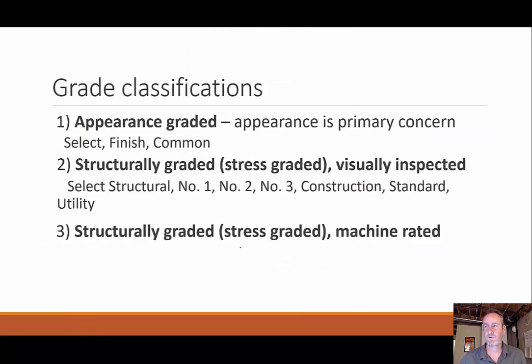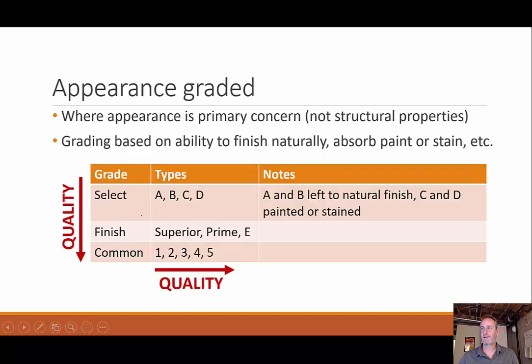So the last way we're going to classify our wood is based on the grade of the wood. And there are three ways we're going to look at that grade. One is appearance: how good does it look, and how well will it take a finish or a paint? Versus structurally graded: how strong is it? There are two ways we can check structurally graded. One is a visual inspection. The other one is machine rated. For visually inspected, we're going to label them as a 1, 2, 3, construction, standard, things like that, like select. We'll go through those in just a second, but let's start with our appearance graded.